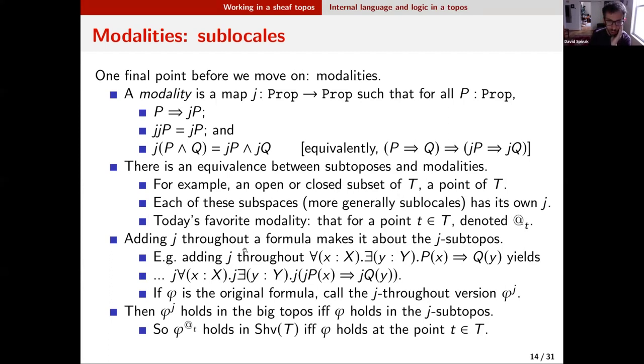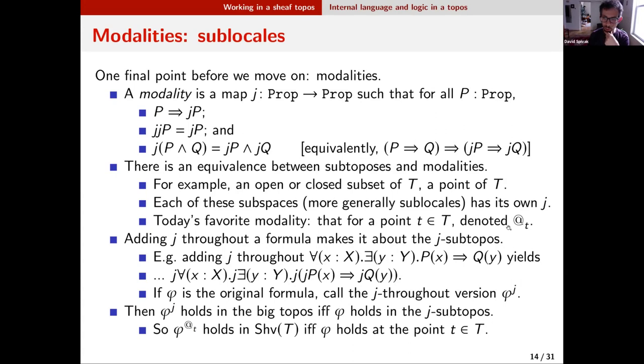Okay, so if I take a formula and I add J throughout, what I mean by that is you take a formula like this crazy thing here, I just made something up, and you just hit it with J every single place. J, J, J, J, J, J, J. And when you do that to a formula, a lot of those J's can actually disappear because of these axioms, but it's easier at first to just hit it with J everywhere. And when you do that, it makes the formula talk about the J subtopos.